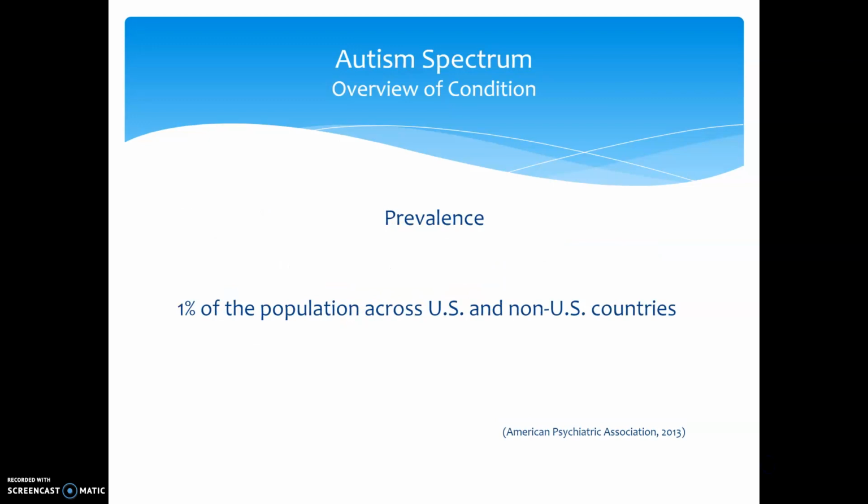Looking at the prevalence of autism spectrum disorder across both U.S. and non-U.S. countries, rates have approached 1% of the population. This is similar across both adults and children that are diagnosed. It is unsure if the higher rates are due to awareness or if there is really an increase in the disorder.